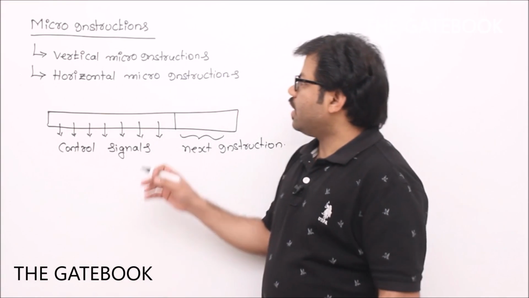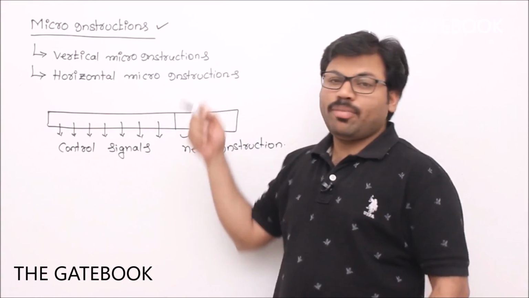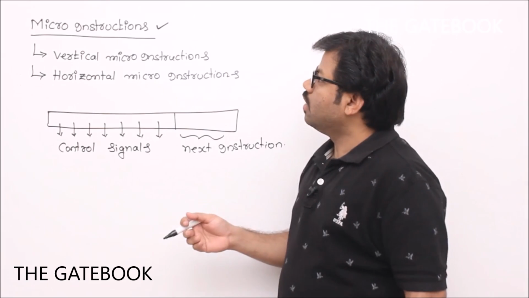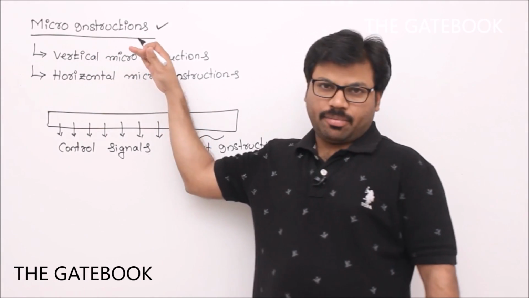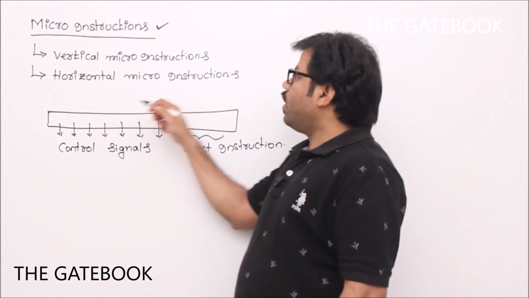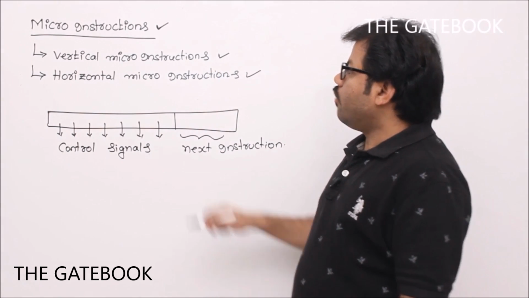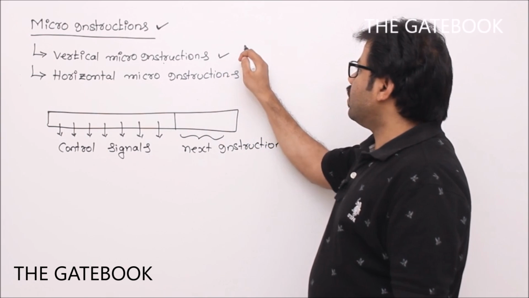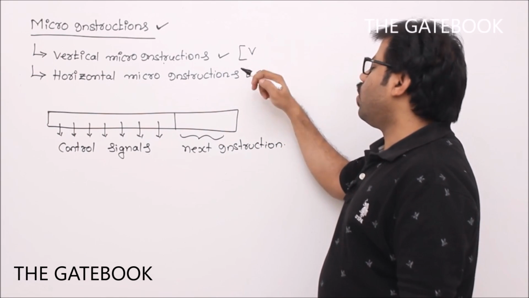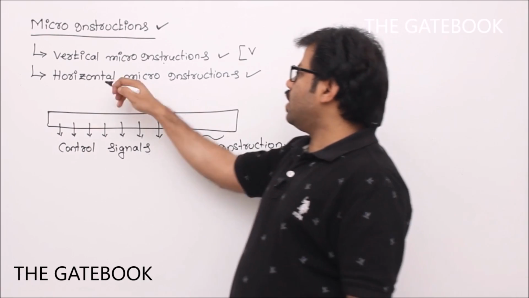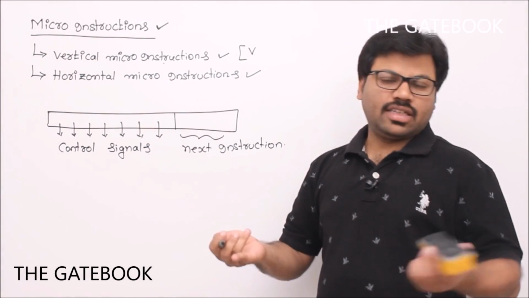So now we'll see the classification of micro instructions. Actually, we can implement this micro programming in two ways, based on the micro instruction type. One is vertical micro instructions, the second one is horizontal micro instructions. If you use vertical micro instructions, then we say that is vertical micro programming. If you use horizontal micro instructions, then we say that is horizontal micro programming.